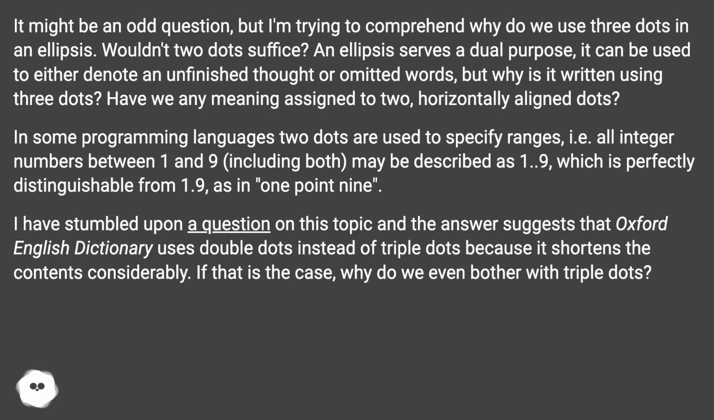In some programming languages, 2 dots are used to specify ranges, i.e. all integer numbers between 1 and 9, including both, may be described as 1..9, which is perfectly distinguishable from 1.9. I have stumbled upon a question on this topic and the answer suggests that the Oxford English Dictionary uses double dots instead of triple dots because it shortens the contents considerably. If that is the case, why do we even bother with triple dots?